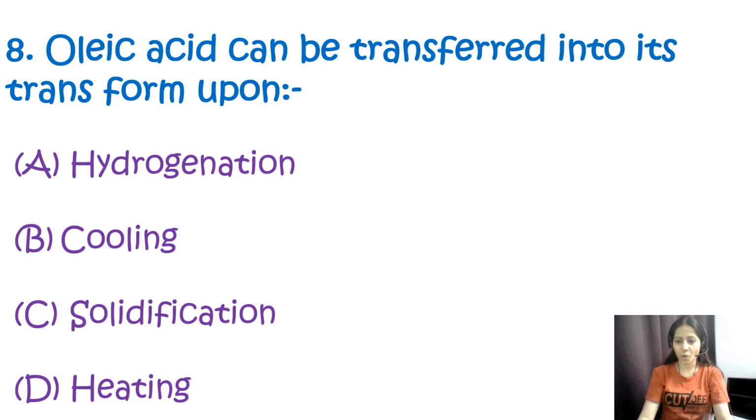That is my correct option, option number A. We know that in the hydrogenation process, hydrogen gas is added to the unsaturated fat chain. For example, oleic acid, under high pressure and high temperature conditions, leads to the conversion of the double bond form into a cis or a trans configuration. So over here my correct option is A, that is hydrogenation.